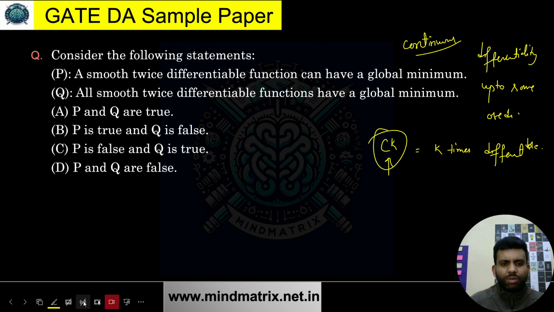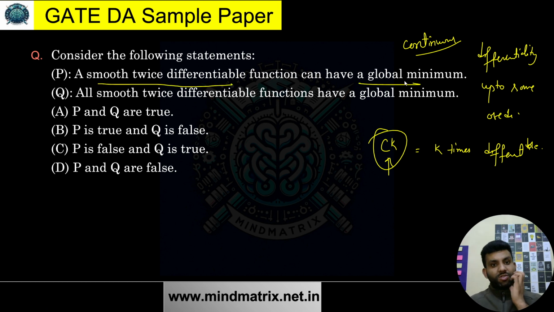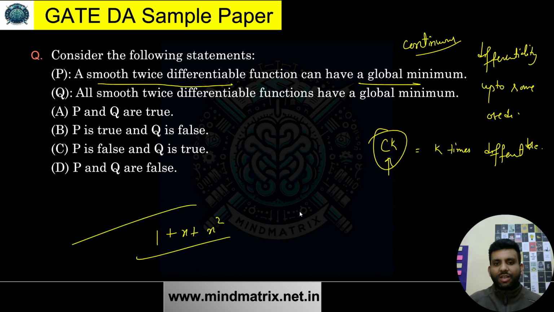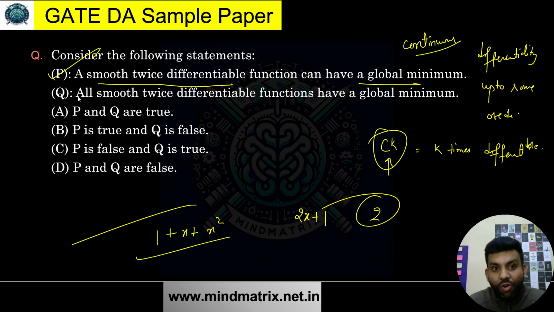Okay. So what is the first point? A smooth twice differentiable function can have a global minima. We have already seen that example, 1 plus x square. Was it twice differentiable? Yes. The first derivative was 2x and the second derivative was 2 only. So yes, a smooth twice differentiable function can have a global minima. That's true. But do all smooth twice differentiable functions have a global minima? The answer is no.